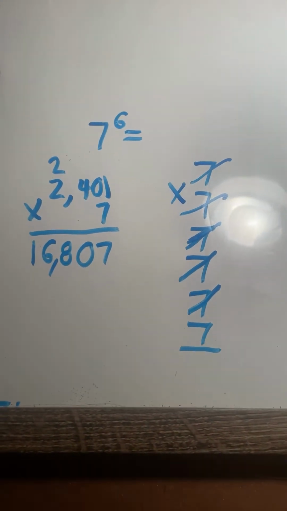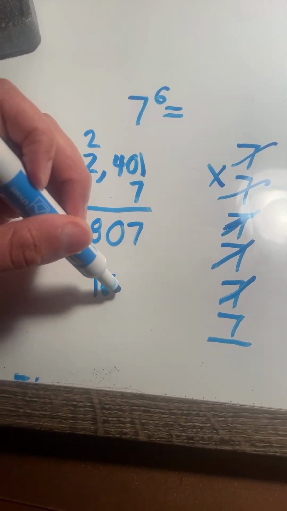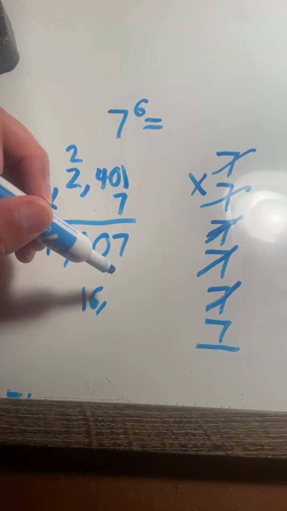So we have now multiplied the number 7 5 times. So we have to now multiply it a 6th time, and we'll have our answer for 7 to the 6th power.